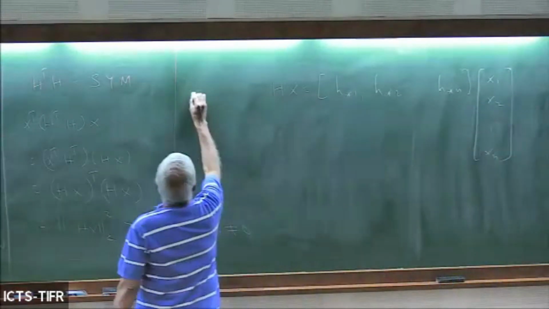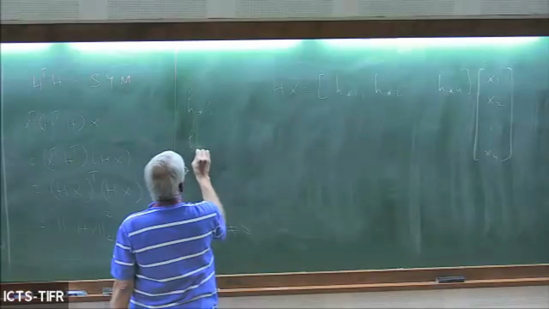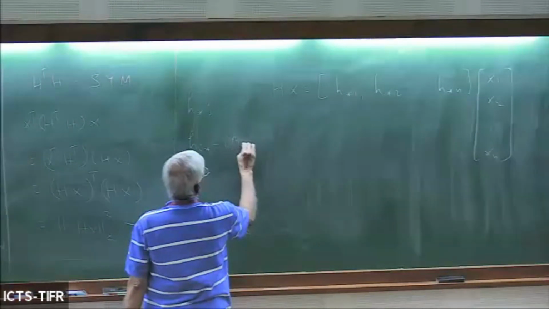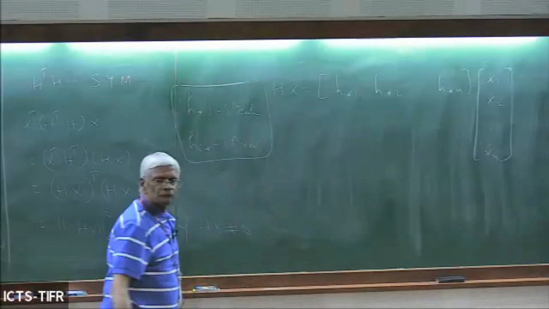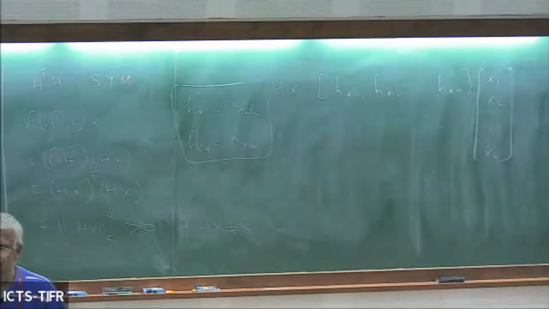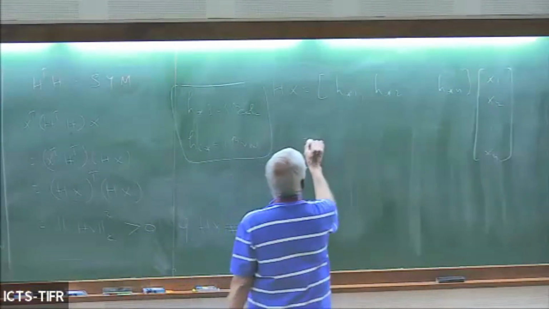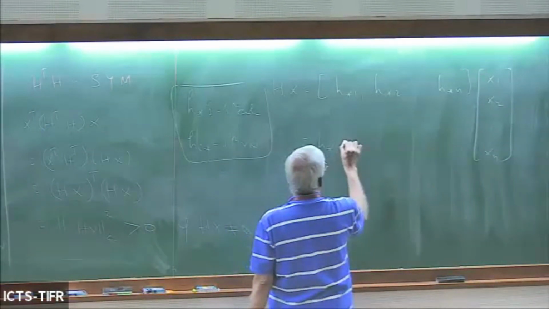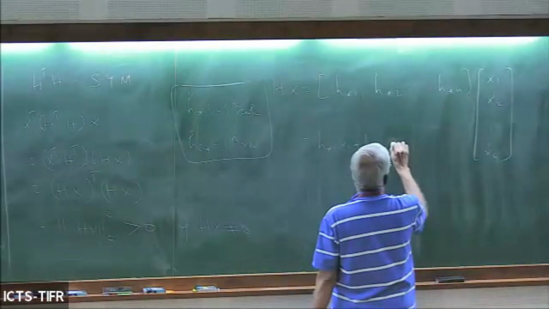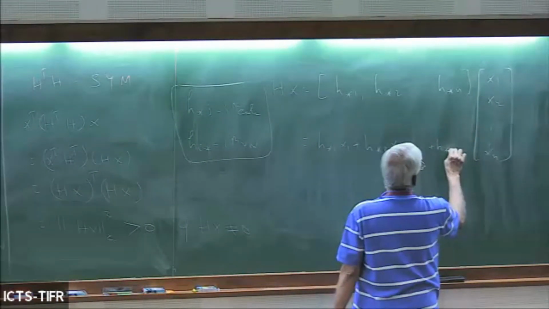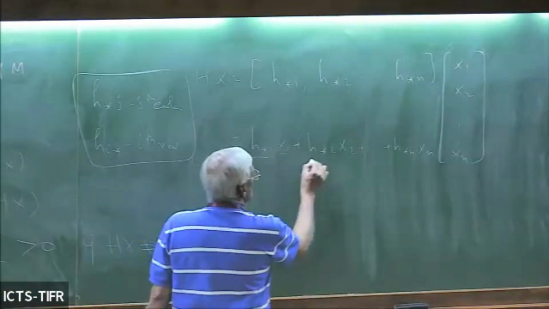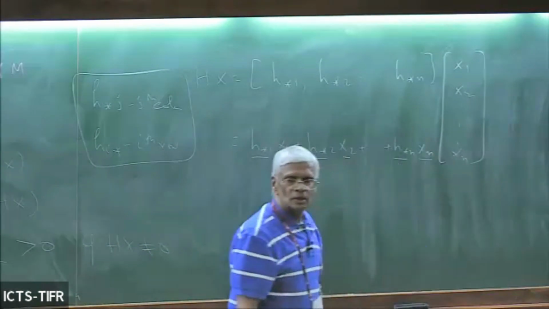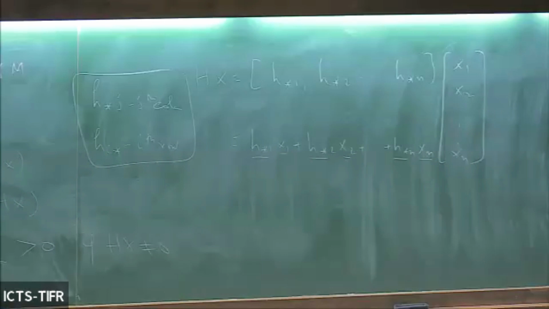Please understand, H star J refers to the jth column. H i star refers to the ith row. That's a standard notation. So what is this? This is essentially H star 1 X1 plus H star 2 X2 plus H star N Xn. What is this? This is a vector times a scalar, vector scalar. Now, do you see this is a linear combination of the columns of H?